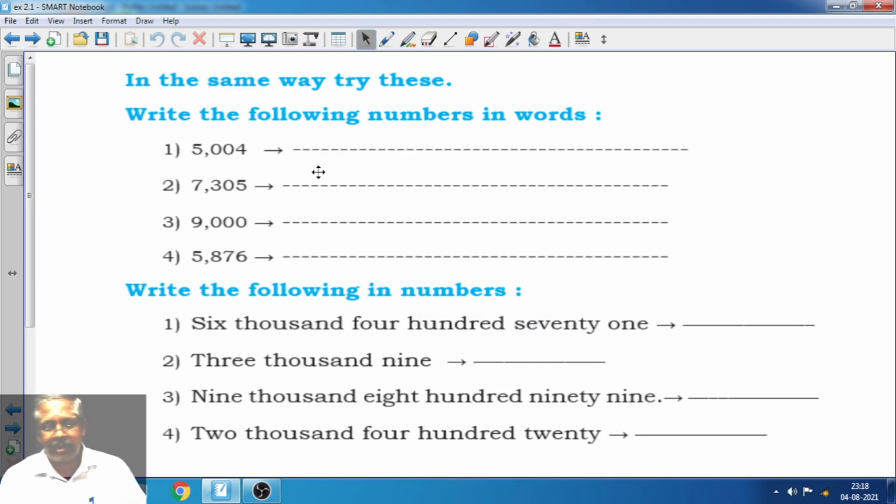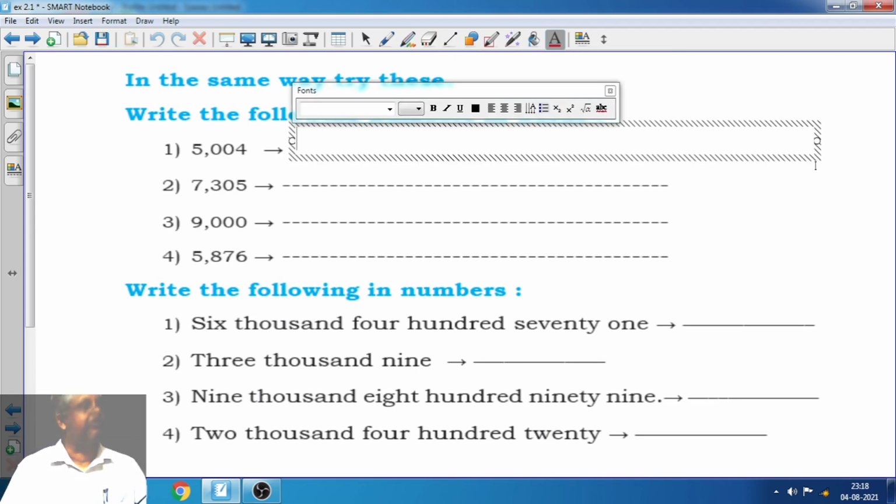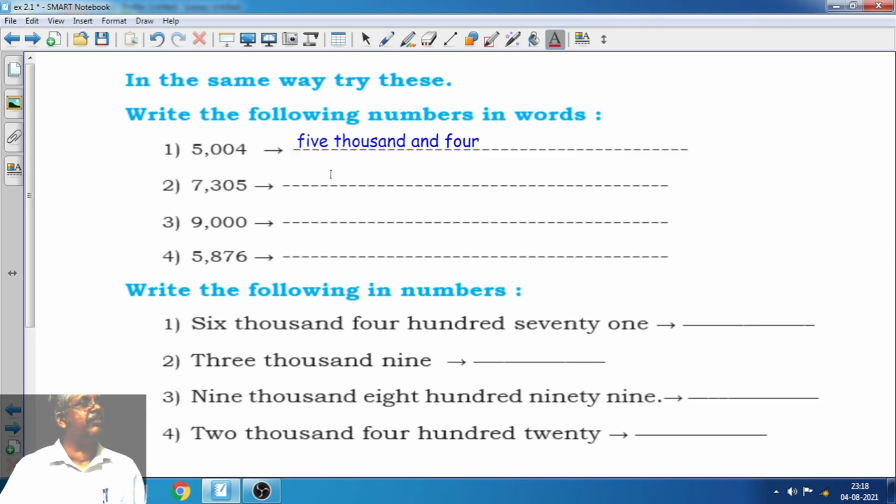It is 5004. Let me check this. I will try to write this with the smallest one. What shall I write? Okay. 5004. I have written 5004.